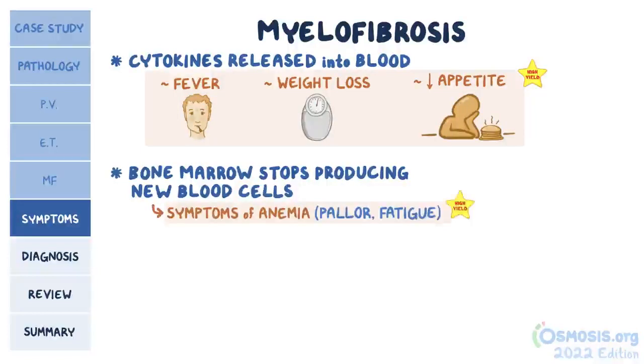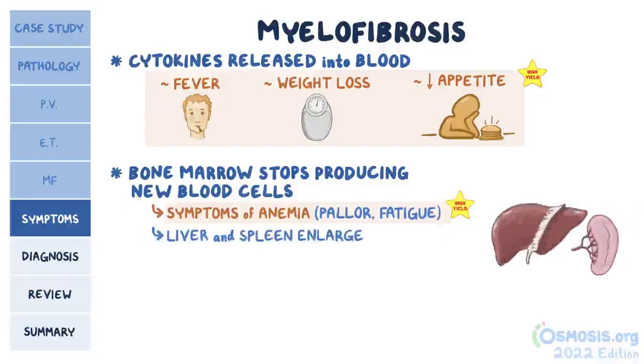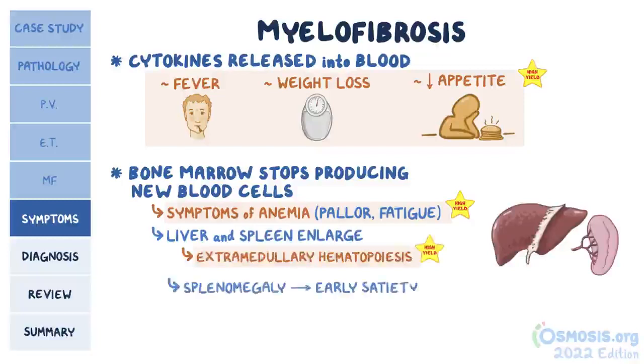Also, another high-yield fact is that backup hematopoietic organs like the liver and especially the spleen can get massively enlarged as they try to pick up the slack, a process called extramedullary hematopoiesis. Like in polycythemia vera, splenomegaly can lead to early satiety and weight loss.